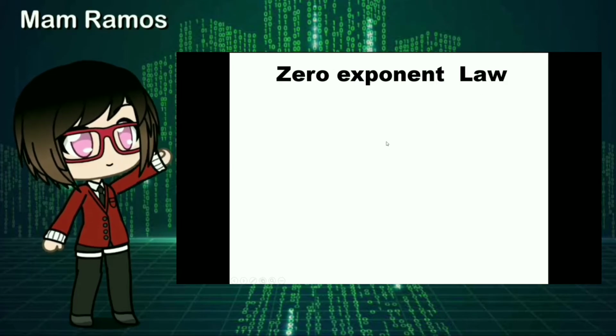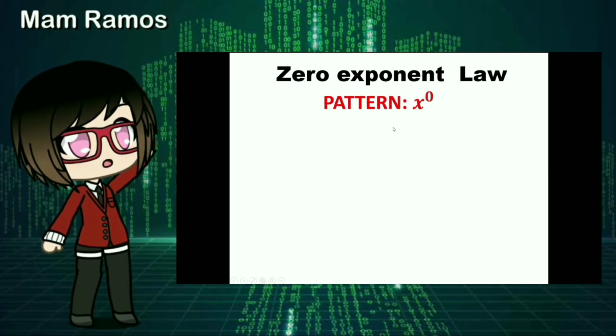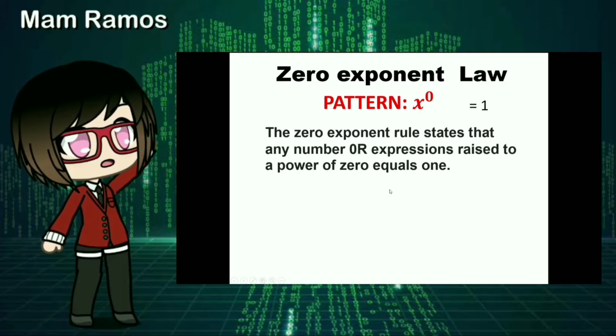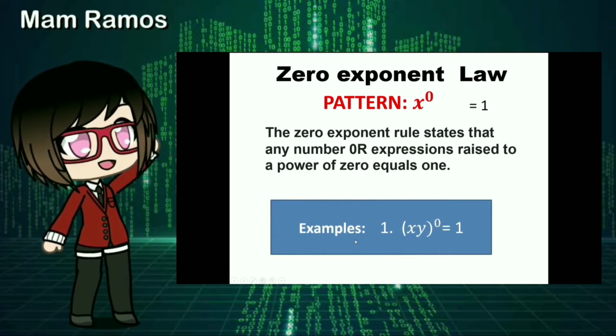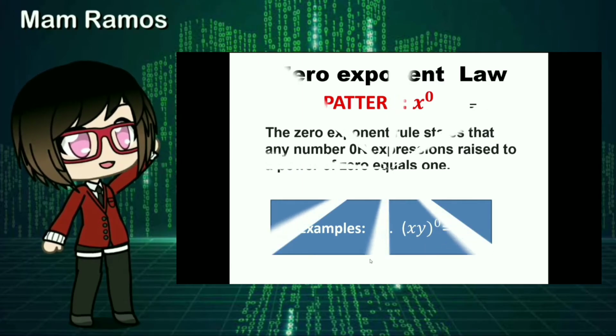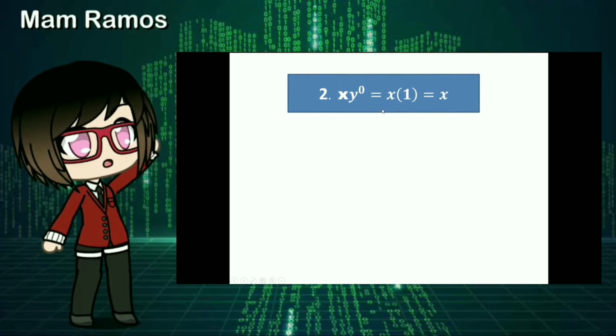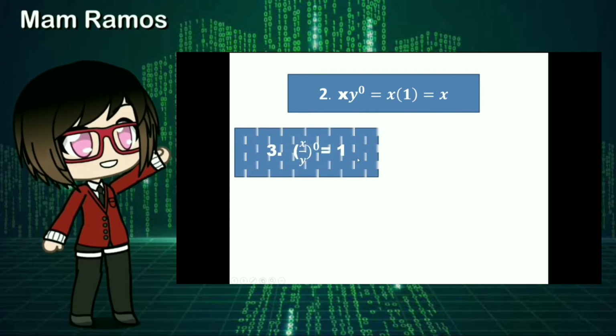We have also the zero exponent law. Pattern: x to the 0 is equal to 1, because the zero exponent rule states that any number or expression raised to the 0 power will be equal to 1. Examples, number 1, quantity x y to the 0 power is equal to 1. Number 2, x times y to the 0 power, so only y is raised to the 0 power, therefore we copy x and then we get the value of y to the 0, which is 1. Then we have x multiplied by 1 is x.